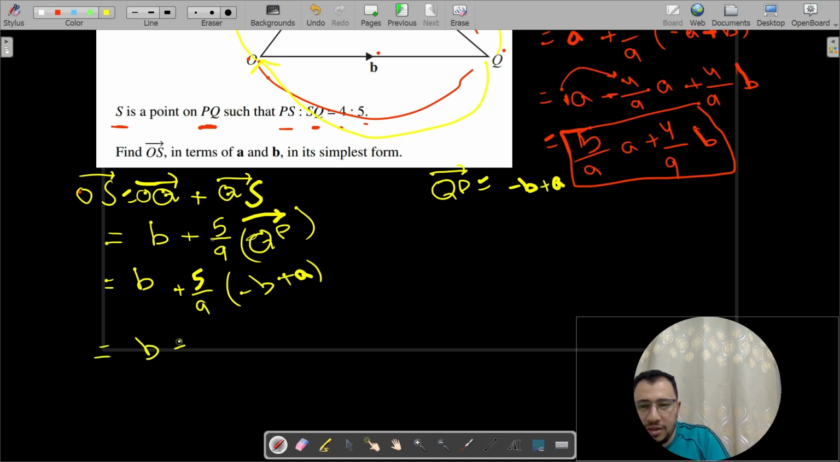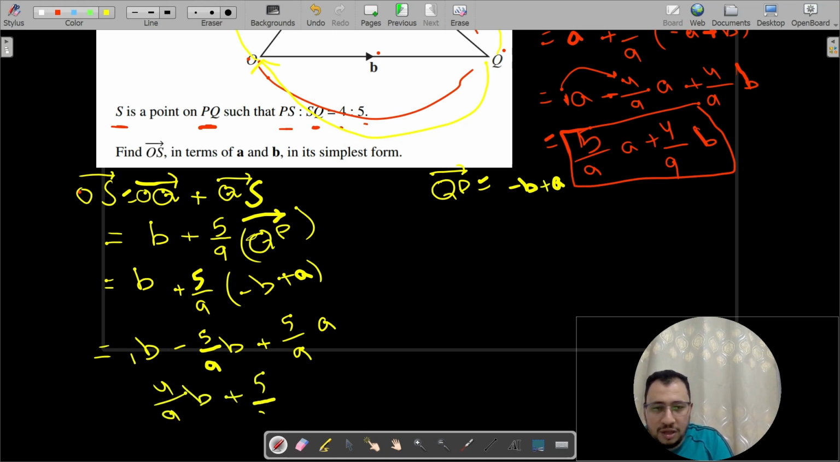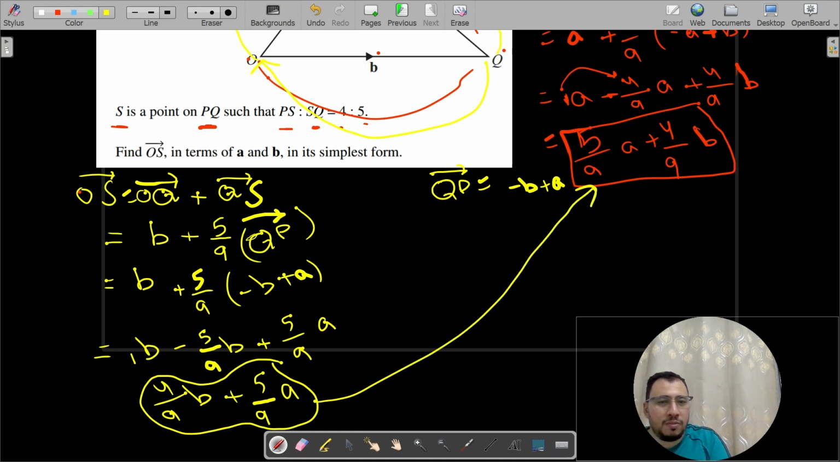B plus 5 over 9 multiply negative B, so it will be negative 5 over 9 B. 5 over 9 multiply A, it will be plus 5 over 9 A. Simplified here, 1 minus 5 over 9 B is going to be 4 over 9 B plus 5 over 9 A, which is the same answer we got above here. Both of these are the same, but actually they are switched with a plus sign, so it's completely fine.